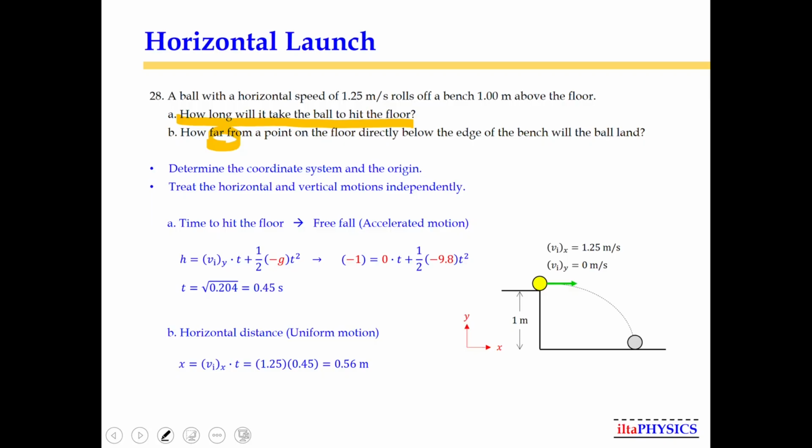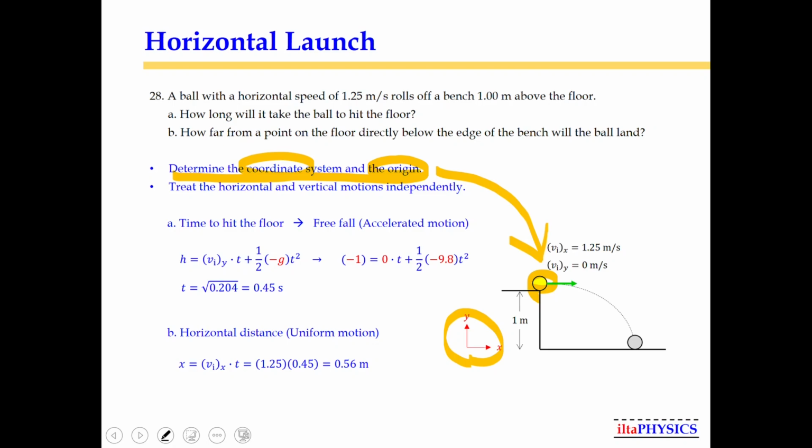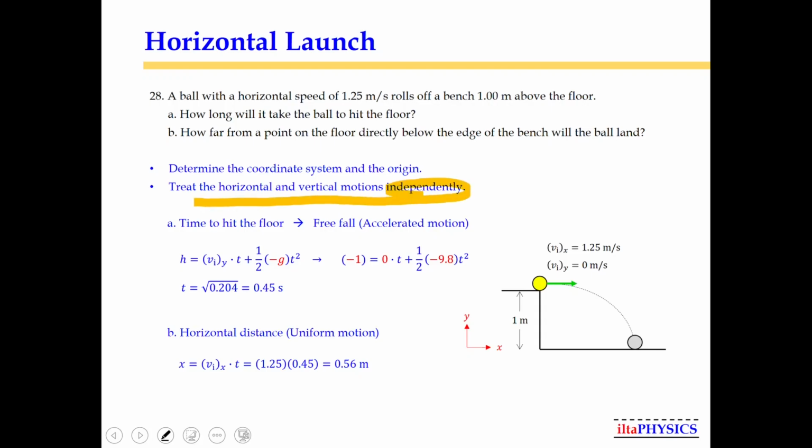First, let's set up a Cartesian coordinate system and set the initial position of the ball as the origin. This is the spot marked in yellow in the diagram. We will think of the x-axis and y-axis motions independently. Breaking down the initial velocity, the x-axis velocity is a constant 1.25 meters per second. The y-axis initial velocity is 0, making it a free fall motion starting from rest.